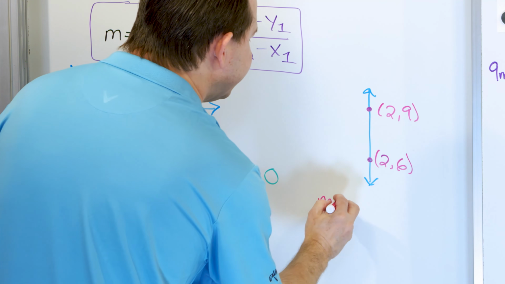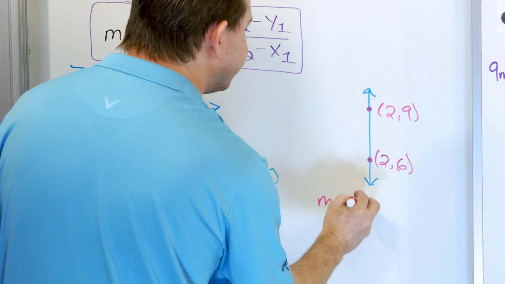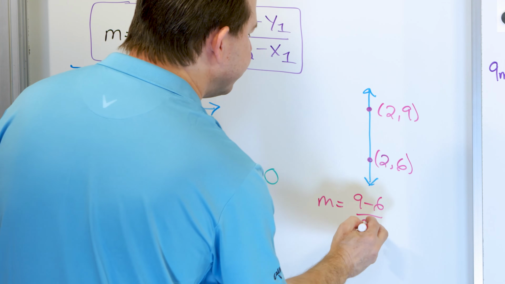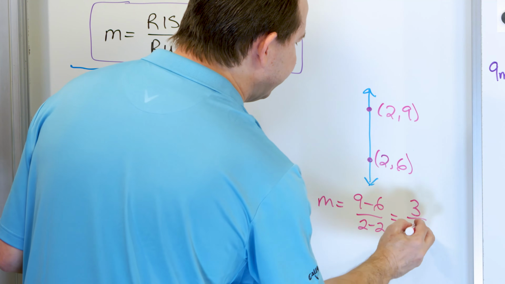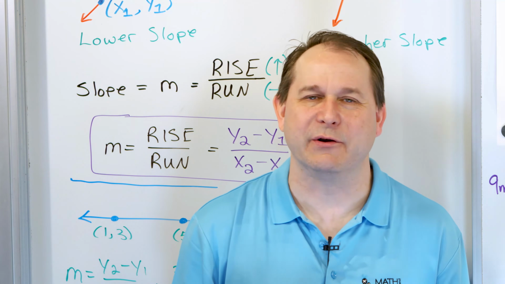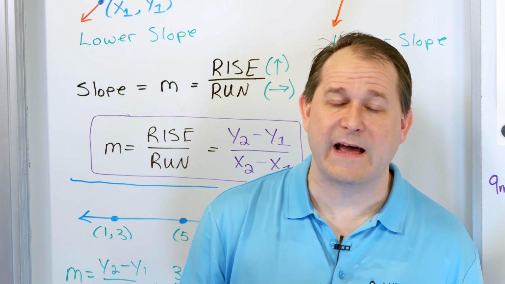So the slope is the same thing. We subtract the y values. I can go any way I want, 9 minus 6. And then I have to subtract the x values, 2 minus 2. 9 minus 6 is 3. 2 minus 2 is 0, but how do you divide by 0? You can't divide by 0. It's undefined. So in a lot of books, they'll tell you the slope is undefined for that line.